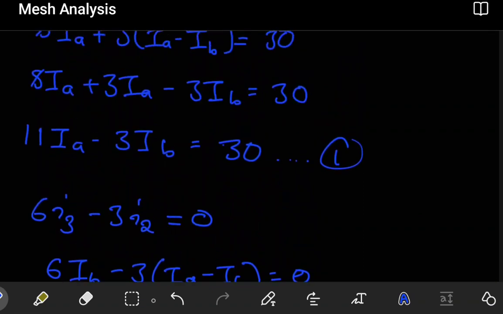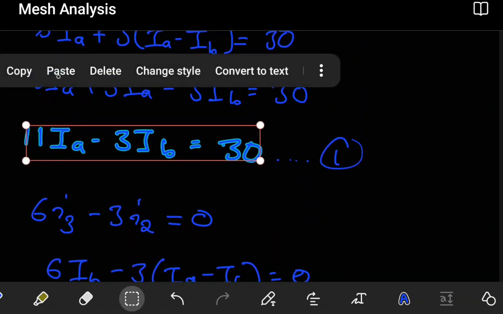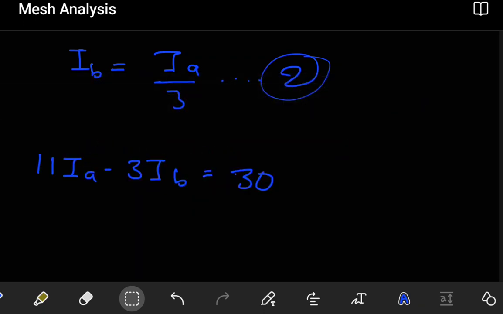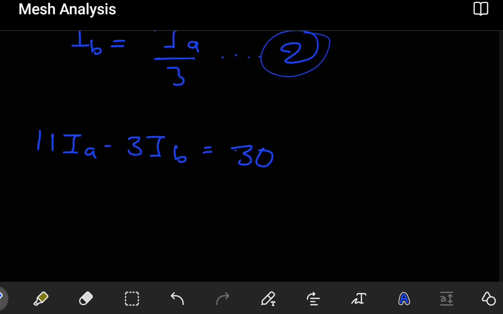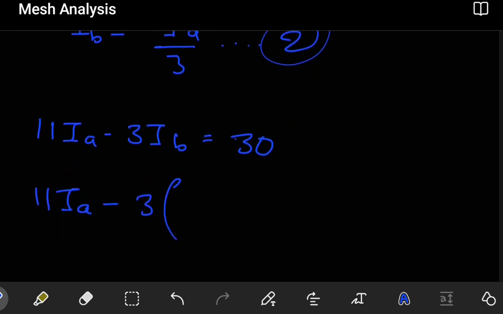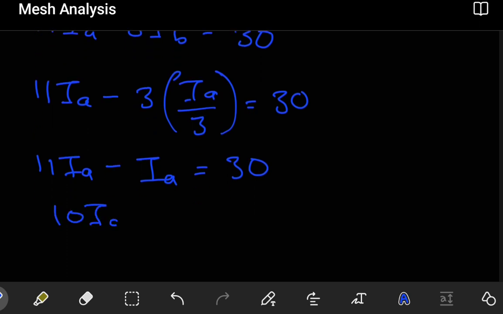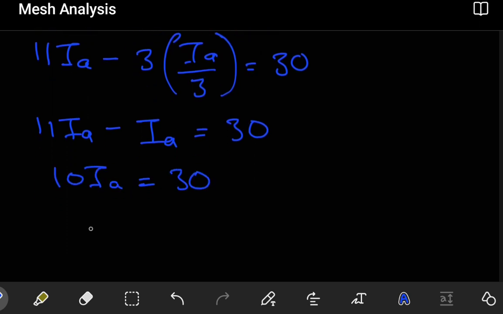We can then substitute equation 2 into equation 1. If we do that, what we're going to have is 11 IA minus 3, where there's IB we'll put IA over 3, equal to 30. So this is 11 IA minus IA, because the 3 will cancel, equal to 30. Then you have 10 IA equal to 30, and IA will be equal to 3 amps.